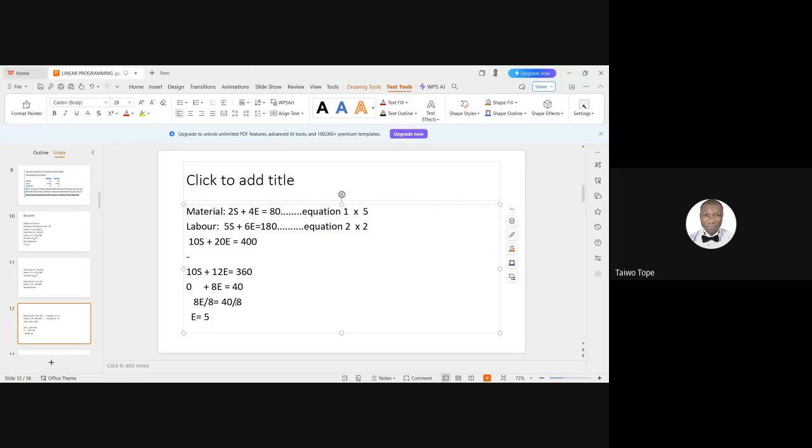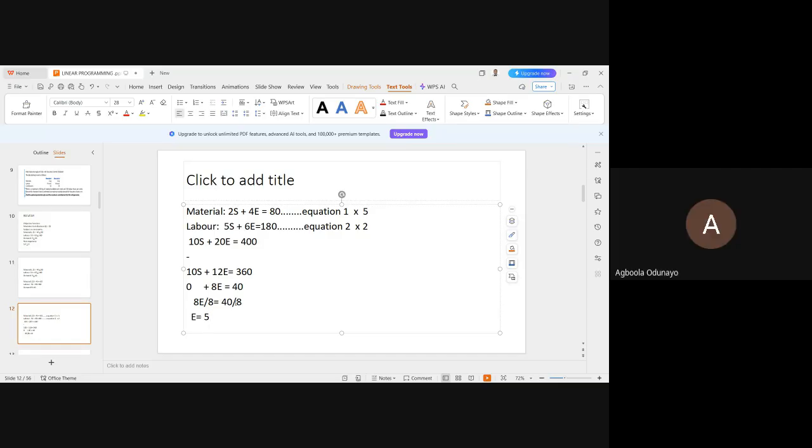So when you substitute the value of 5 into any of the equations above, into equation 1, you can substitute to get the value of x. When we do that, what will be the results?